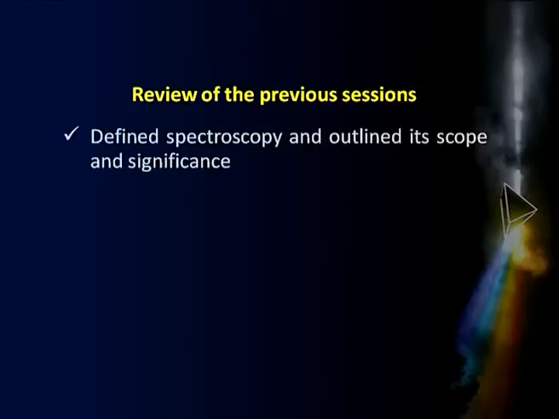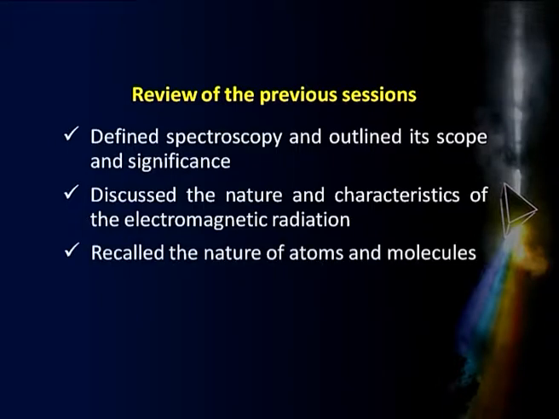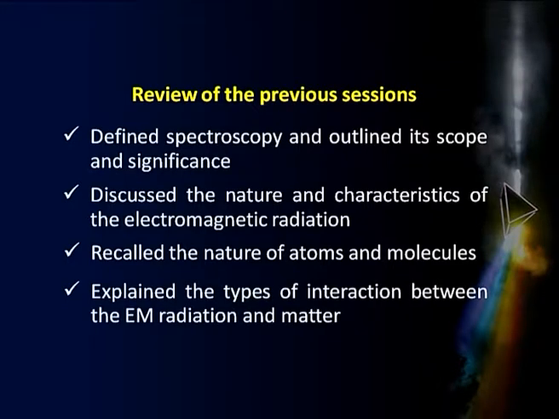What we did earlier is that we started with defining spectroscopy and outlined its scope and significance. Thereafter, we discussed the nature and characteristics of electromagnetic radiation. This was followed by recalling the nature of atoms and molecules in terms of the energy level diagrams and quantization. Thereafter, we explained the types of interactions involved between EM radiation and matter. That is basically what spectroscopy is all about.